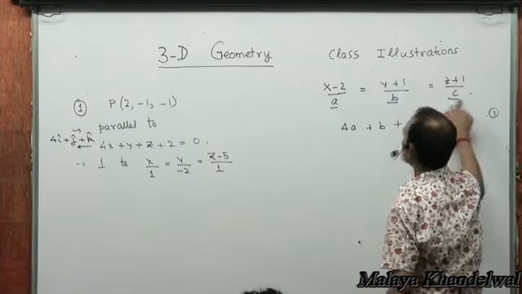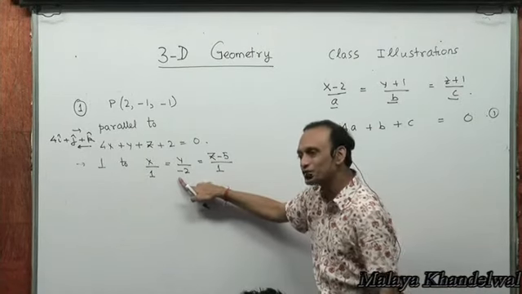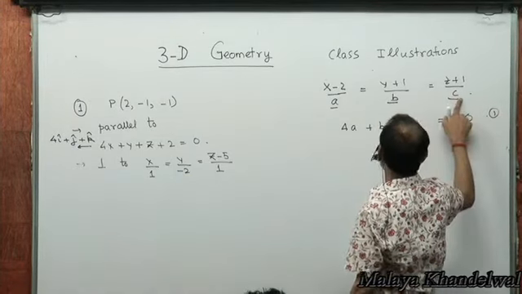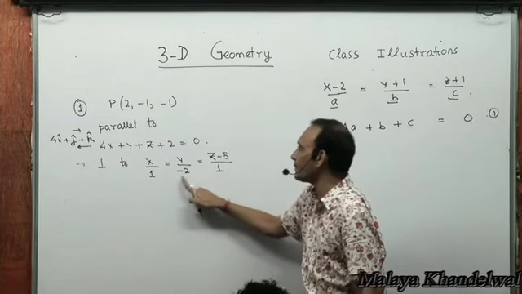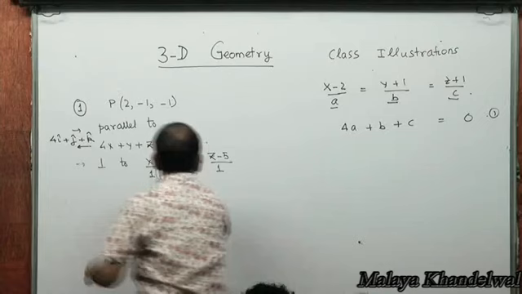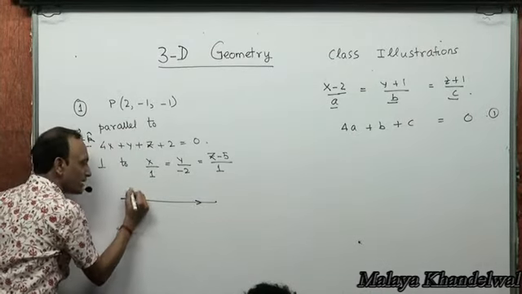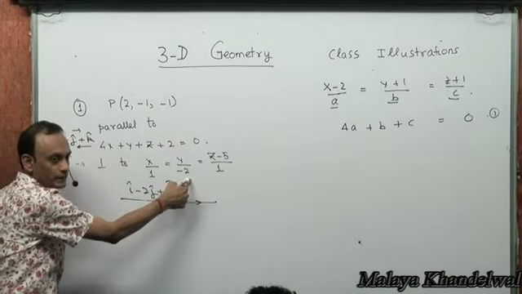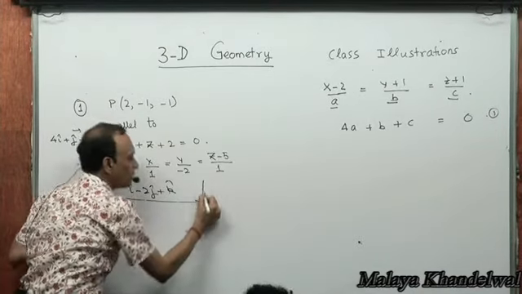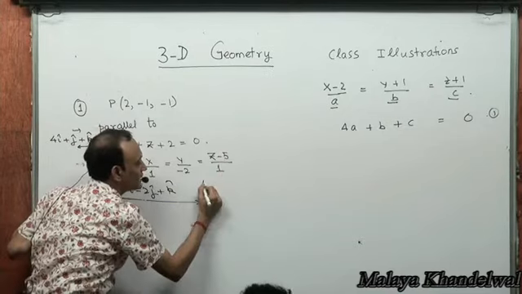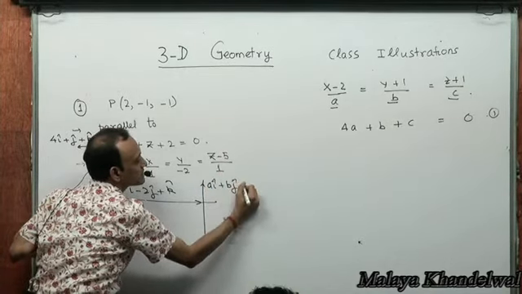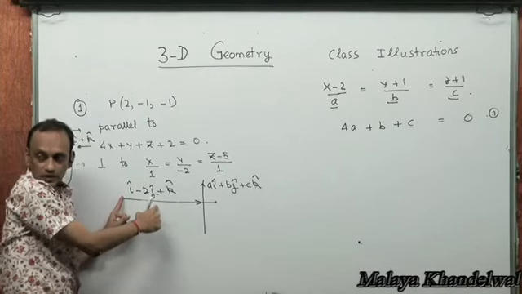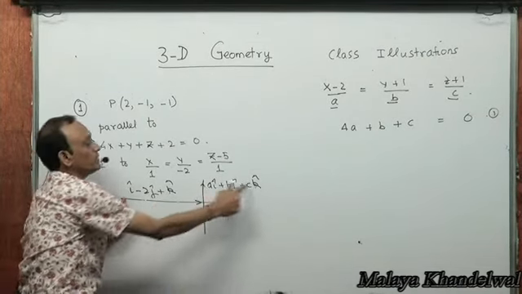Also, a i plus b j plus c k must be perpendicular to this line. That means a i cap plus b j cap plus c k cap must be perpendicular to the vector i cap minus 2j cap plus k cap. What's a vector parallel to this line? A vector parallel to this line is i cap minus 2j cap plus k cap. And I want the required line to be perpendicular to this line. A vector parallel to the required line is a i cap plus b j cap plus c k cap, so this dot this must be 0. That means a minus 2b plus c must be 0.